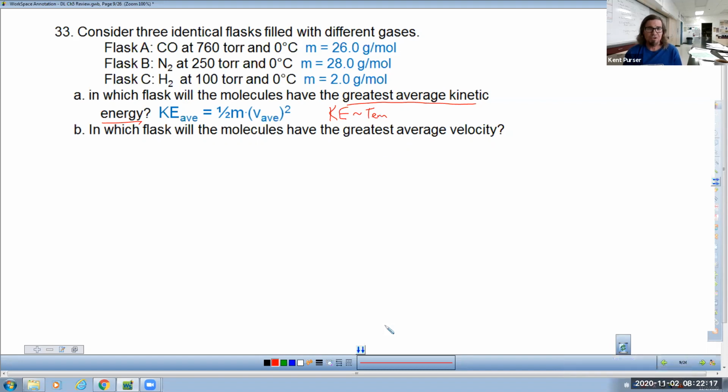So you look at their temperatures, and what you notice is they're all the same temperature. Therefore, all 3 flasks, we would say, all have the same kinetic energy. Good.